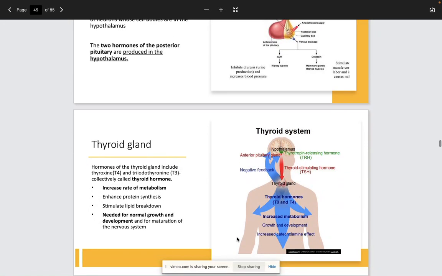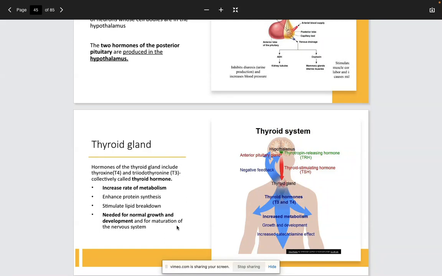Again, just hitting on thyroid hormone. This is a previous slide that we discussed, about TRH coming from the hypothalamus, causing the release of TSH, and from there causing the release of T3 and T4 from the follicles. Here's the main function of T3 and T4. T3, again being the active portion, causes an increased rate of metabolism, increases protein synthesis, and stimulates lipid breakdown. It's also needed for normal growth and development.